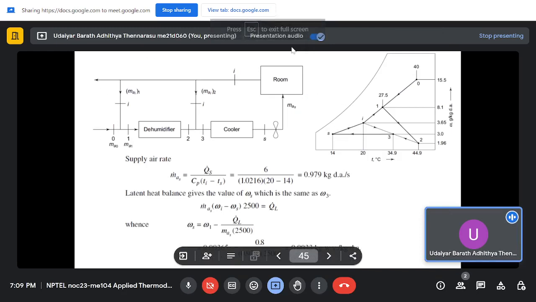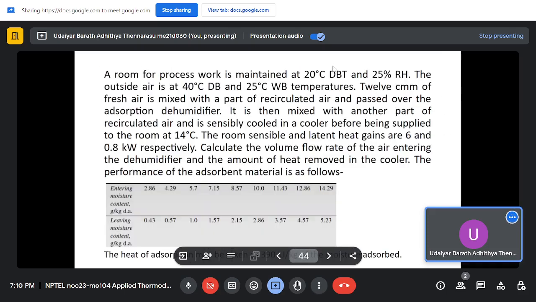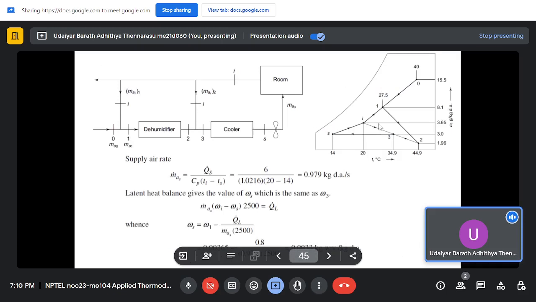So this is the process. You are taking some amount of air, this is 12 cubic meter per minute, and you are mixing it with some part of air which is coming from the room. So you are mixing both and sending it to a dehumidifier, where you dehumidify, and you mix it again with recirculated air. Mix it and you send it to a cooler, where you cool the air and send it to the room. So this should be at a temperature of 40 degrees Celsius, and the room at 20 degrees Celsius and 25% relative humidity. So this is the whole process which is happening.